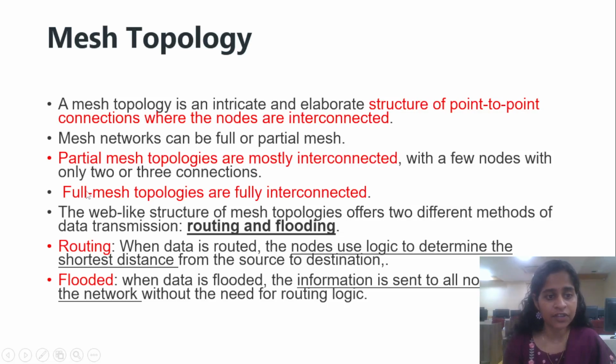And here we have two different types of topologies. One is partial mesh and one is full mesh. In partial mesh, not all will be connected together. There will be a few nodes that have one or two or three connections. But in full mesh, all will be connected to each other.